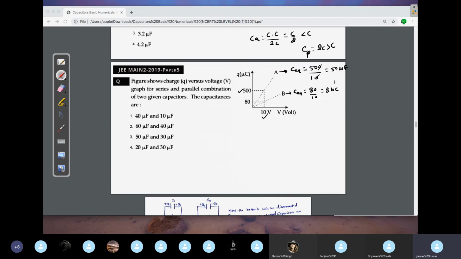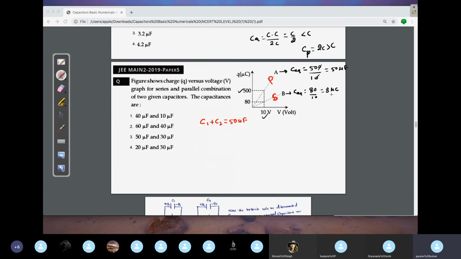No? 8 to bada hai. It means what? This is parallel. This is basically your parallel combination, because it's more, no? And this is your series combination. So parallel, you know the formula. It is basically C1 plus C2, given as 50 microfarad.